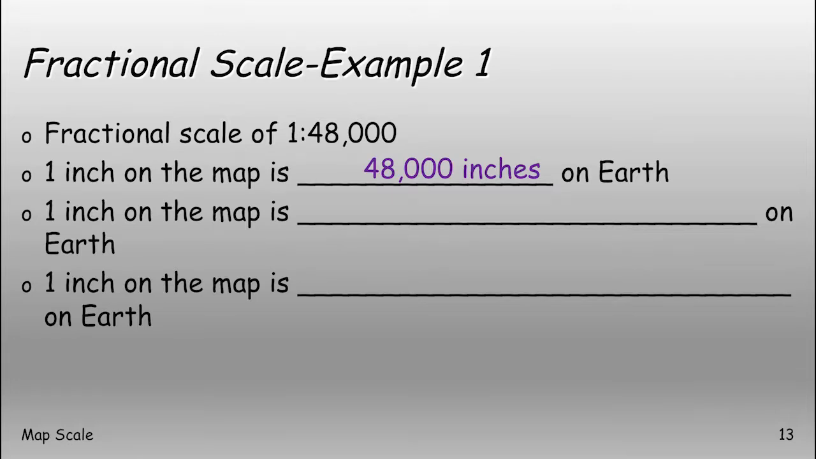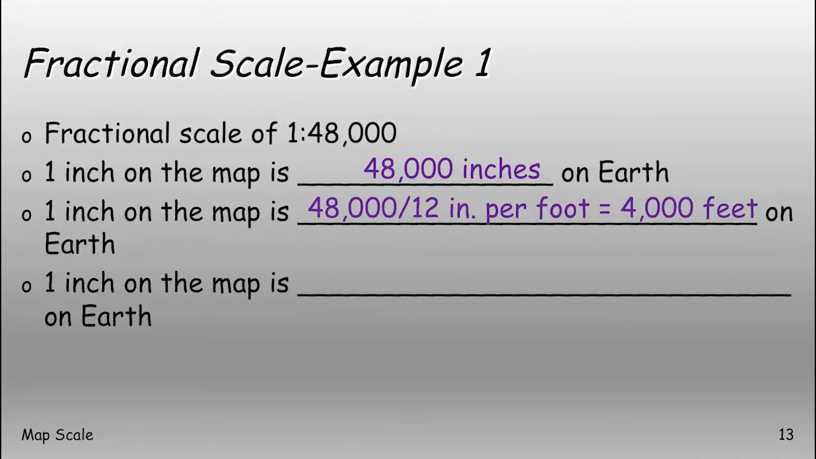But when we use a fractional scale, if you were to tell somebody, oh, 1 inch on the map is 48,000 inches on the Earth, it's like, okay, 48,000 inches on the Earth, what's this? So it's useful to convert those inches on the Earth to either feet or miles. To convert from inches to feet, we have to divide by 12 because we have 12 inches per foot. And we get 4,000 feet.